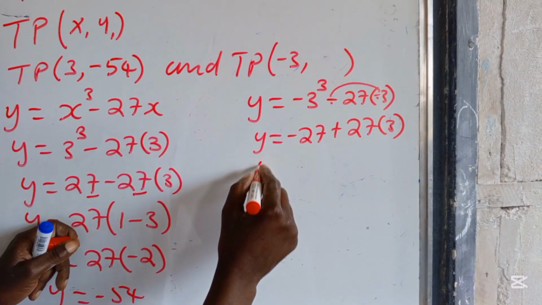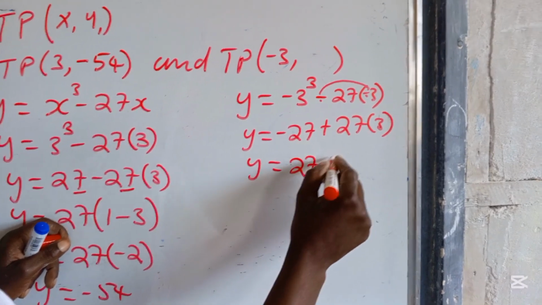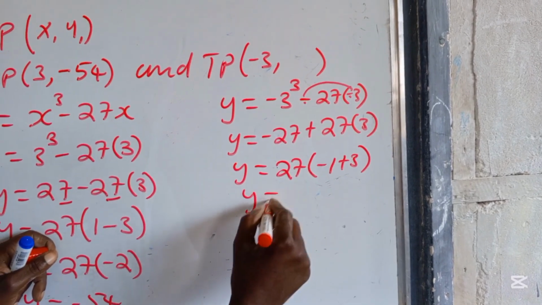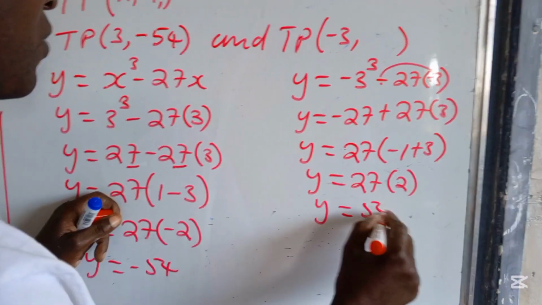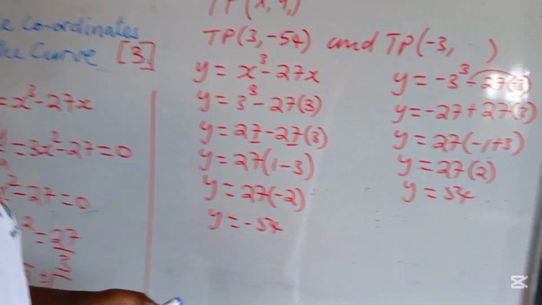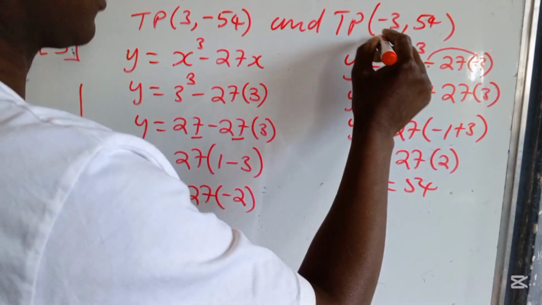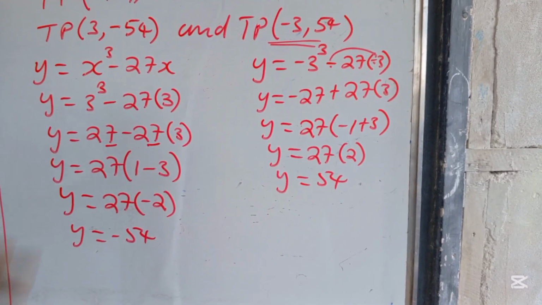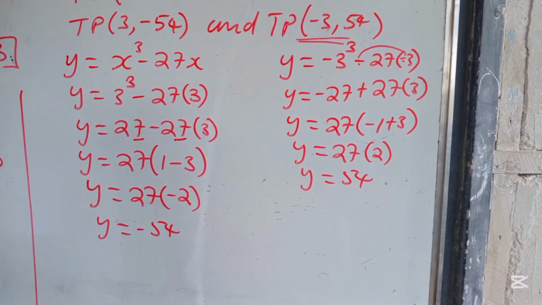You agree with me that I will take out the 27 and remain with negative 1 plus 3. So again, I have 27 multiplied by 2, so the answer will be 54. You can do this with your calculator; I'm just showing you, but with your calculator it's a straightforward thing. So ladies and gentlemen, the two turning points are (3, negative 54) and (negative 3, 54).